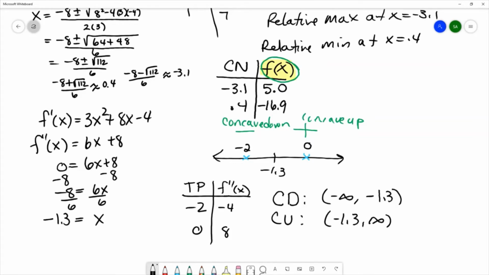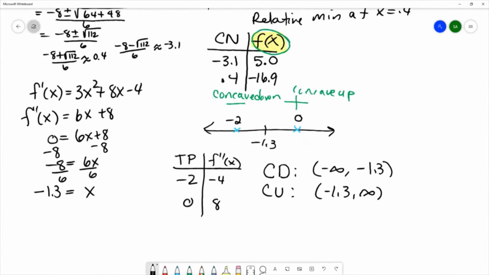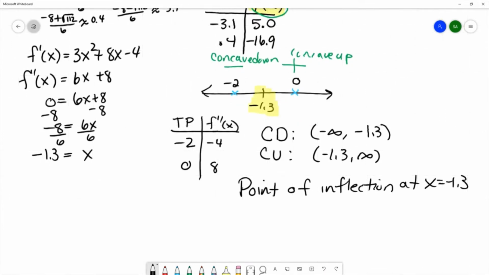infinity. So not only that, we discover a very important point called the point of inflection. And the point of inflection happens when there is a change in concavity. And we have a change in concavity at -1.3. So that gives me a point of inflection at x equals -1.3.